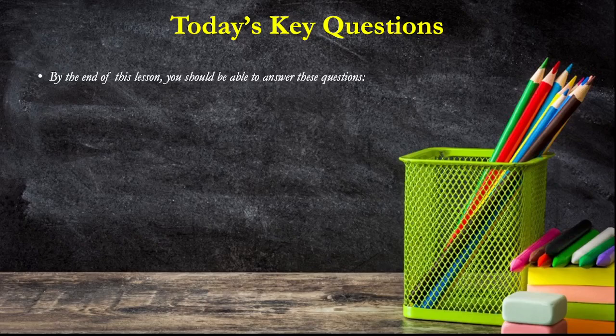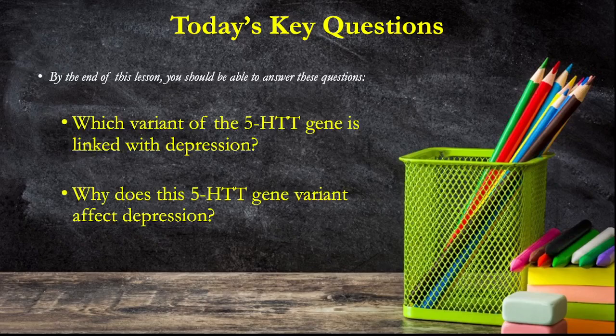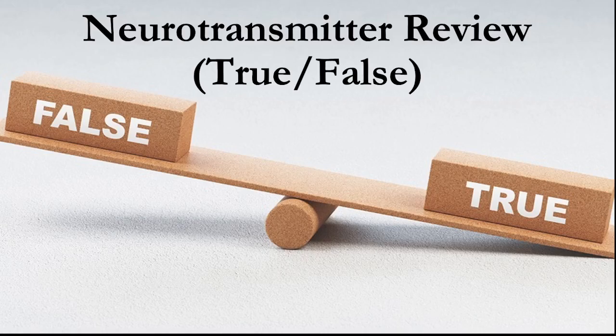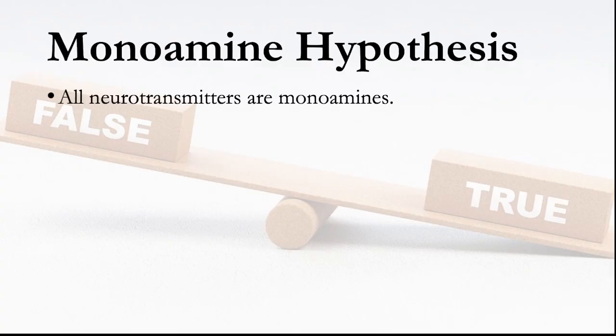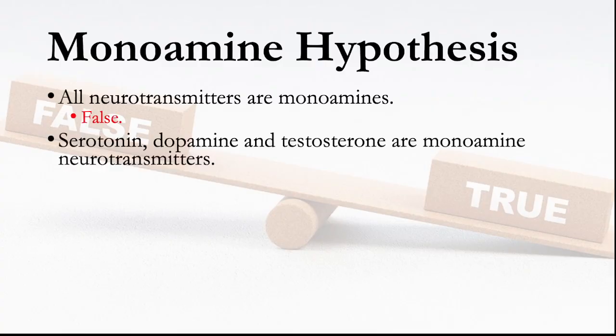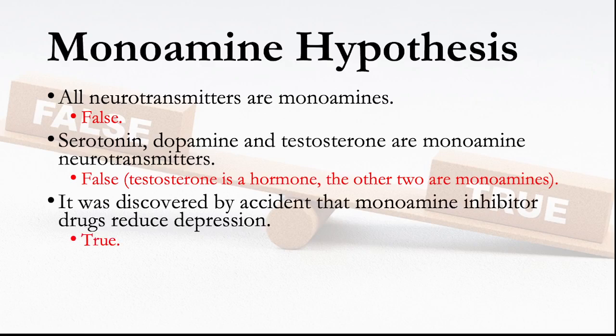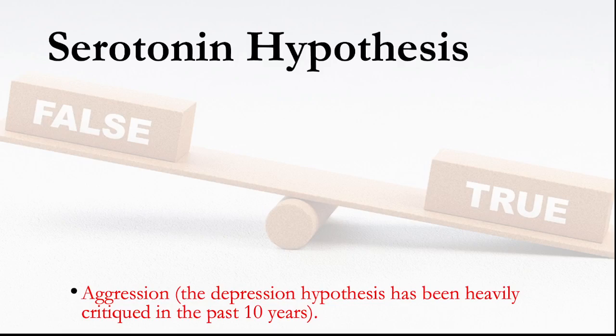All right, the serotonin transporter gene. So by the end of today, they should know what it is, which variant is linked with depression, and why. All right, simple true false. They can pick a side of the class, and then we go through the answers. Okay, we always start with a consolidation activity.